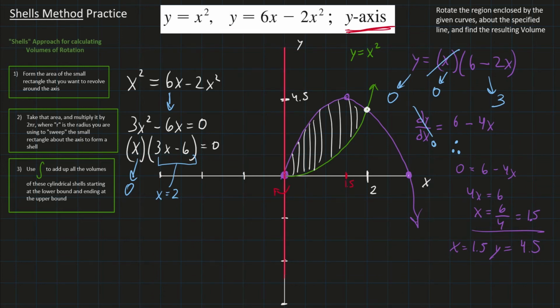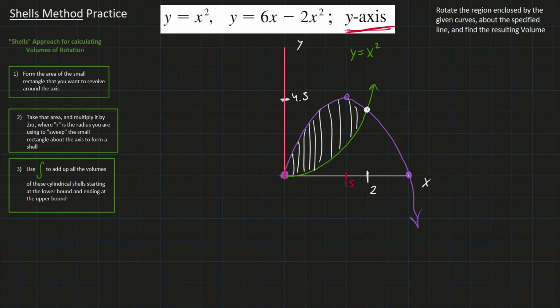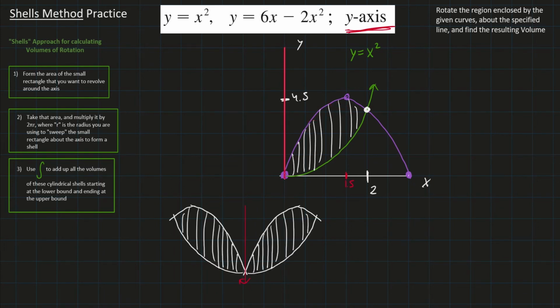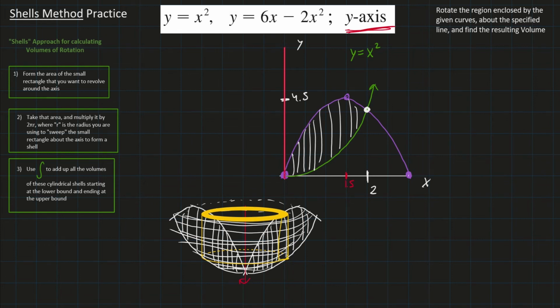Alright, so let me just erase all this math and all these parts of the graph that we don't need. Alright, so if I take this region right here and sweep it around the y-axis, which will get us this shape. I think I'm getting better at drawing these 3D things here. Probably the weirdest bowl we've seen. Alright, so let's imagine the shells. So here's one of our shells, and we can imagine the rectangle that we rotate about the y-axis to create this thin shell.